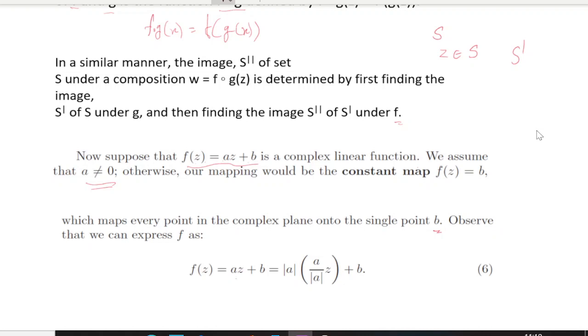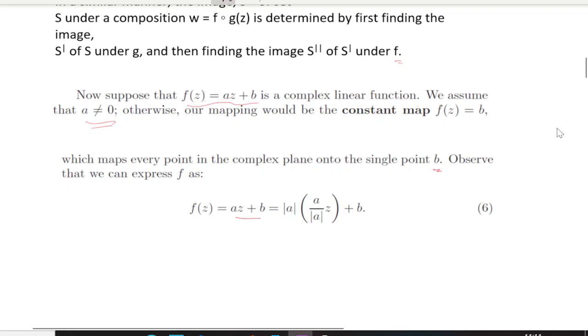And we will write az + b as |a| times (a/|a|) times z + b. What does this mean? |a| is not equal to 0, so we can have such a representation. If you cancel |a| and |a|, you get exactly the same linear function az + b. Now, I am rewriting this as |a| times (a/|a| times z) + b.